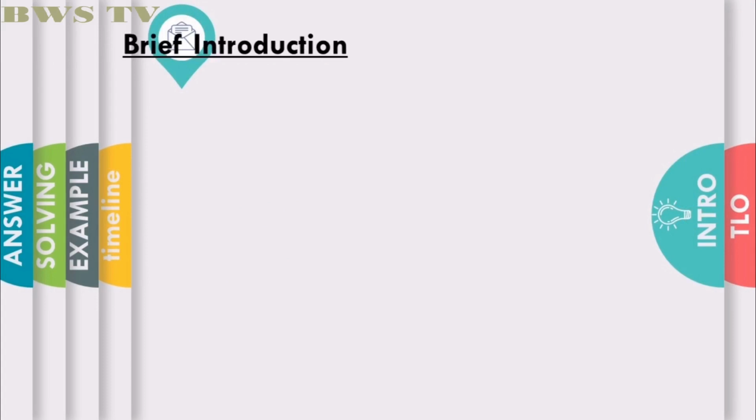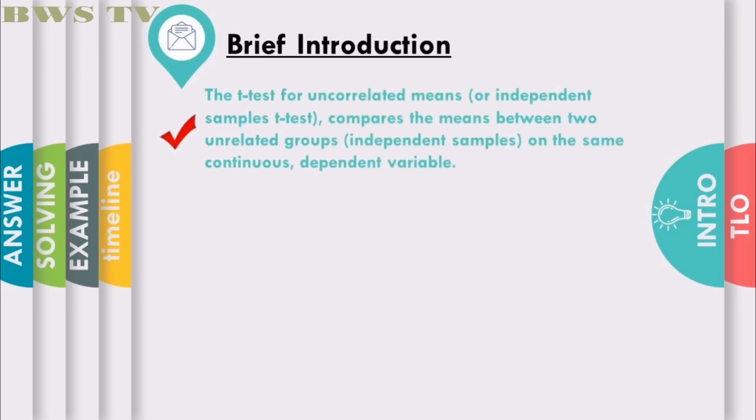Now let me give you a brief introduction about t-test for uncorrelated means. The t-test for uncorrelated means, or independent sample t-test, compares the means between two unrelated groups, independent samples, on the same continuous dependent variable.